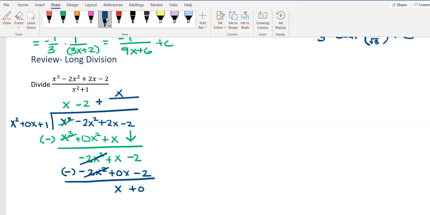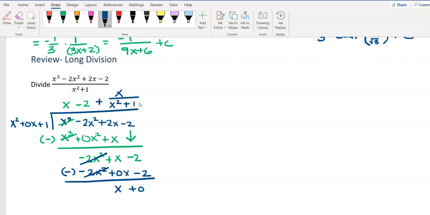And whenever you have a remainder, remember you always have to write it over top of your divisor. Remember our divisor is what we're dividing by, in this case x squared plus 0x plus 1. And instead of writing x squared plus 0x plus 1, I'm just going to write x squared plus 1 because the 0x isn't truly necessary unless I'm just doing a long division process. So this expression here, this x minus 2 plus x divided by x squared plus 1, this is equivalent to what we started with, okay?